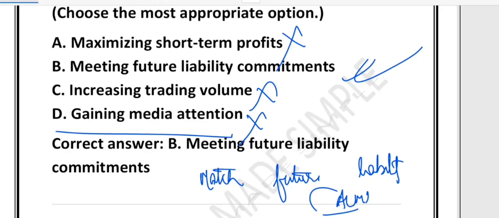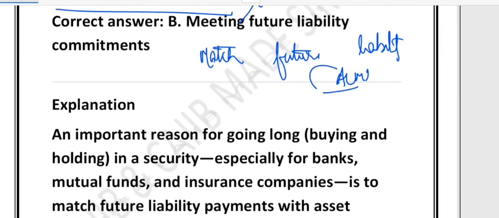Please remember it. One line you can remember: if you pay money later, buy an asset that pays when you must pay. Right? That is ALM. I hope this is crystal clear right now.